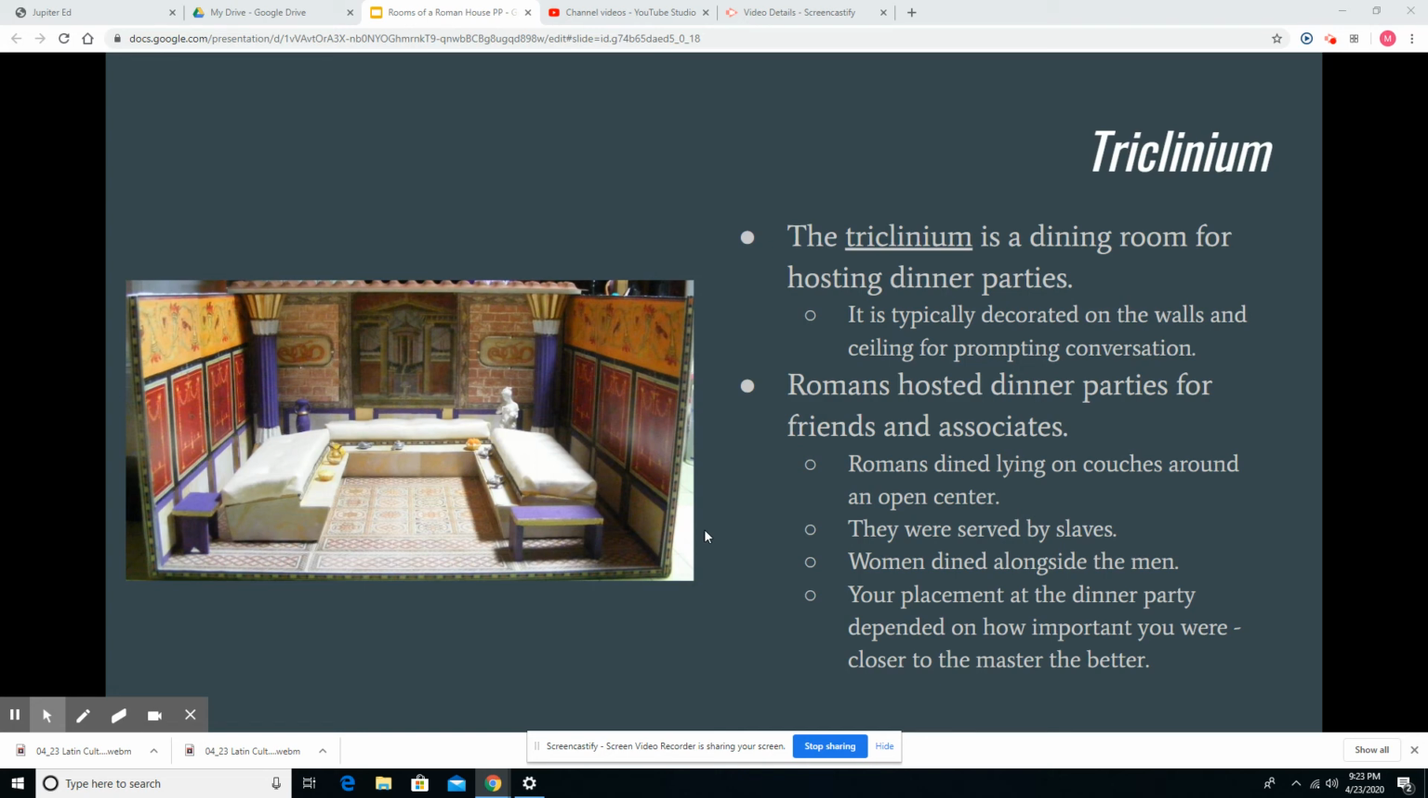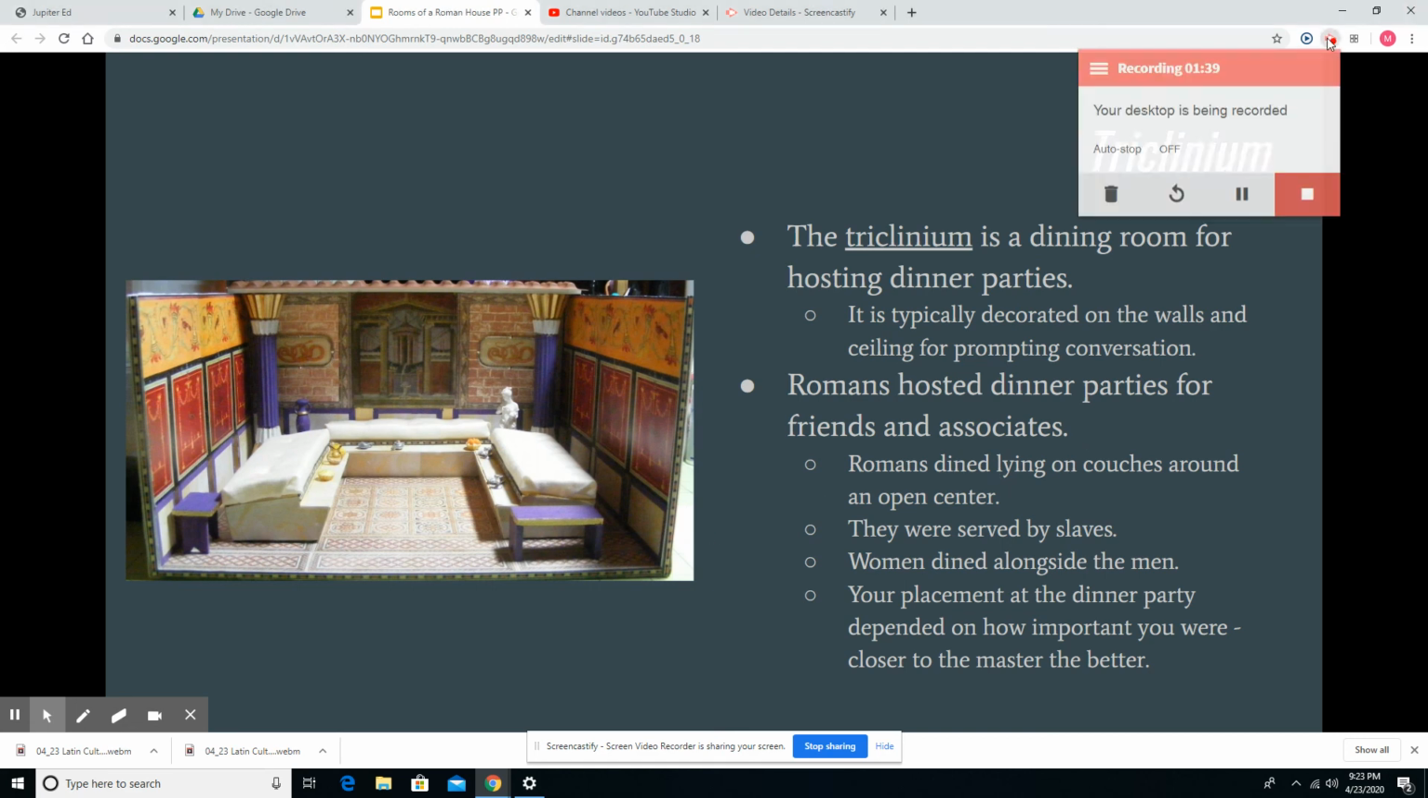Now, unusually for the ancient world, women actually dined alongside the men. And in a dinner party, your placement depended on how important you were at that particular dinner party. So the closer you were to the master, that was more of a seat of honor than being on kind of the outsides.